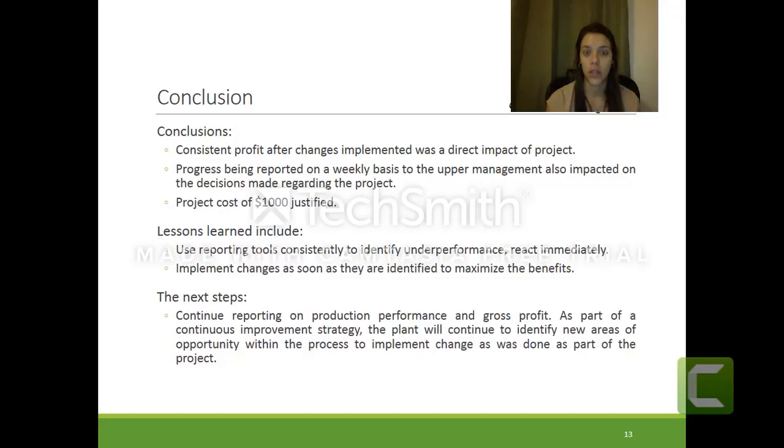So we learned that this project was successful. The plant was allowed to continue its operation and production, and they're looking forward to continue identifying new areas, not only of cutting costs, but of identifying new markets. So that is the conclusion of our project.